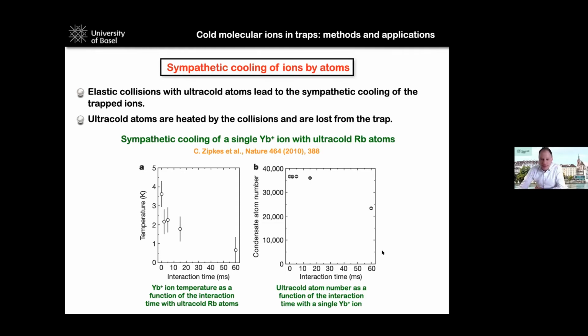Okay, so those are simple elastic collision processes that can happen here, right? You can use these ultra-cold atoms to cool the ions, and you can also use the ions to eject atoms from the trap by elastic collisions.